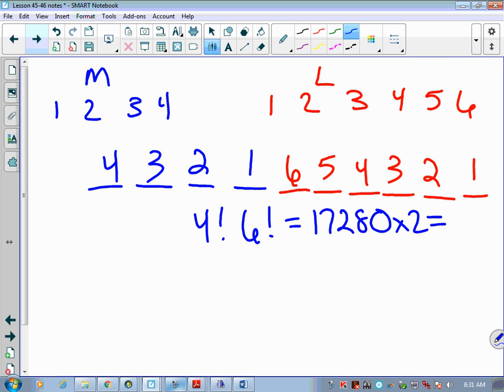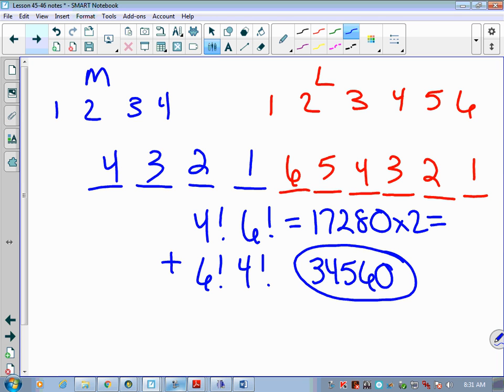by taking 17,280 and multiplying it by 2, because what I'm going to get is plus 6 factorial times 4 factorial. You see what I'm saying? Because I could have put those 6 lit books first and then the 4 math books after that. So I should get an answer of 34,560. There are 34,560 ways that I could order those books given those conditions on my permutations.